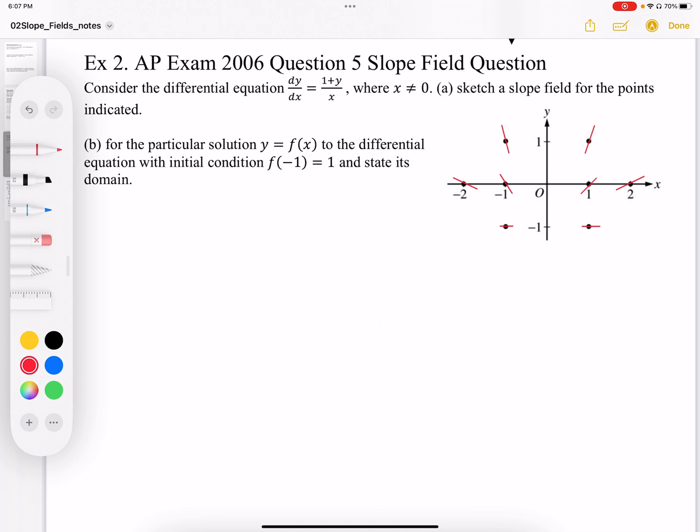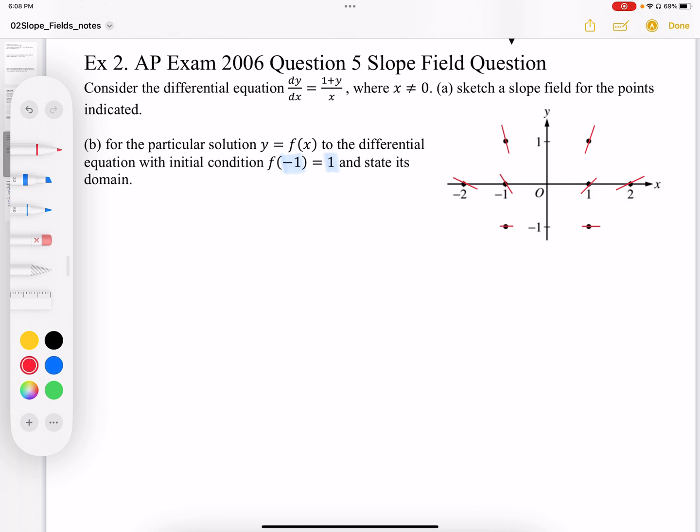Part B, for the particular solution y equals f of x to the differential equation with the initial condition of f of -1 is equal to 1. So that means x is -1, y is equal to 1. And we need to solve this for that initial point. So we need to, that coordinate, -1, 1, is going to allow me to calculate the plus c.